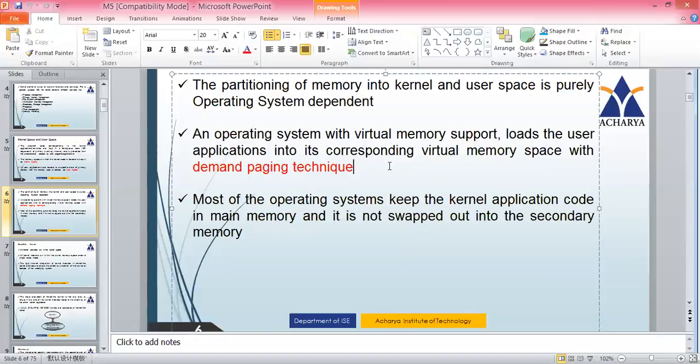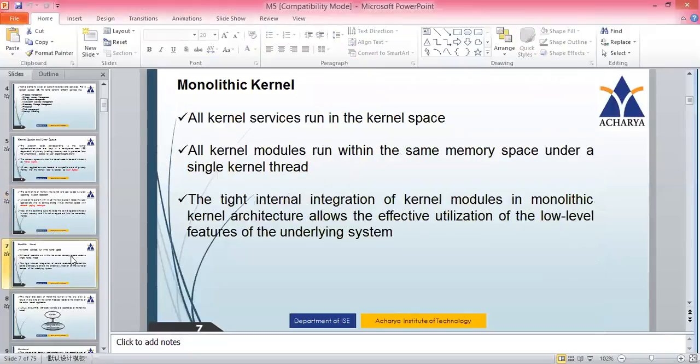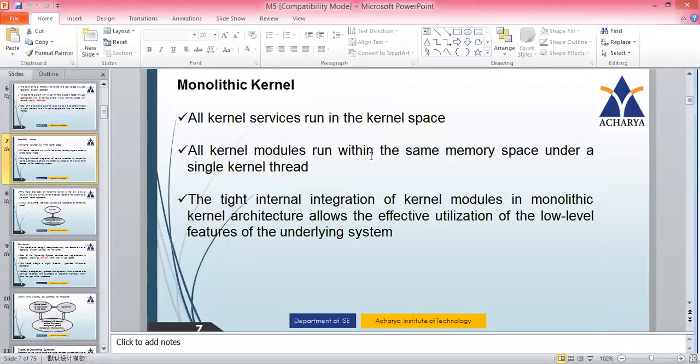Most operating systems keep the kernel applications code in main memory, as discussed, and it is not swapped out into the secondary memory. So the kernel will be in the main memory all the time. Now let's go to the next slide. Okay, let's discuss the different types of kernel.